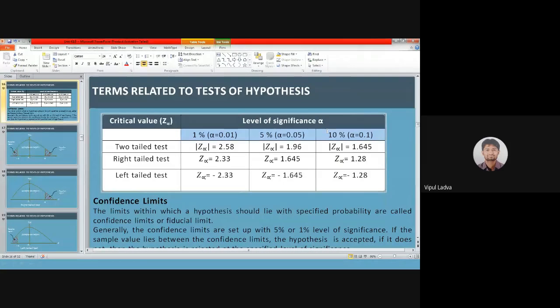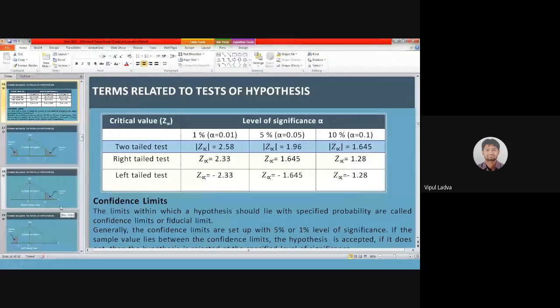Am I clear? Am I clear with that? All of you are good with this? Quickly let me know. And then we'll be discussing this, how it's different from the two-tailed test. Good. Almost all of you are good with that.